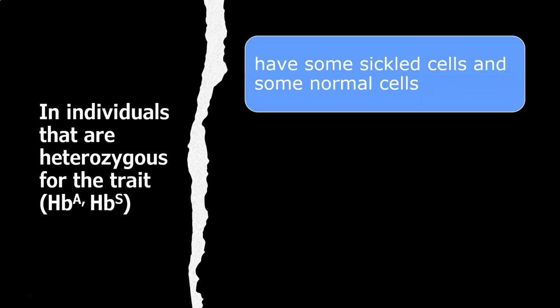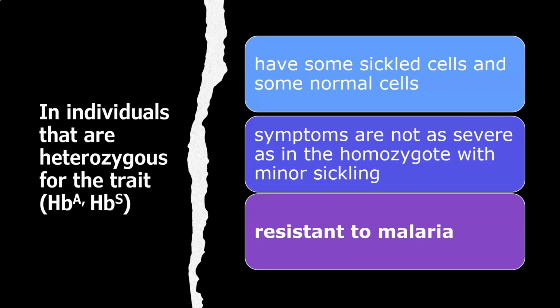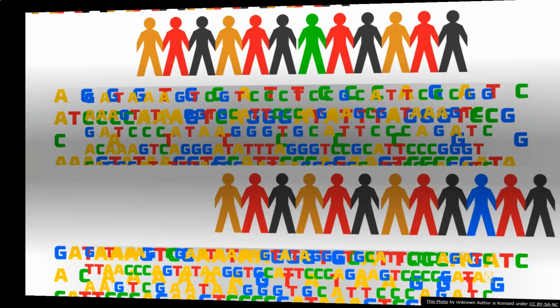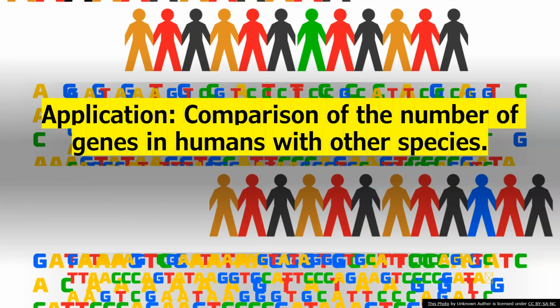Now, in individuals that are heterozygous, so they are carriers for the trait, they may have some sickled cells and some normal cells. The symptoms will not be as severe as someone homozygous, with minor sickling. They will, interestingly enough, be resistant to malaria. And we'll look further into that malaria resistance in class.